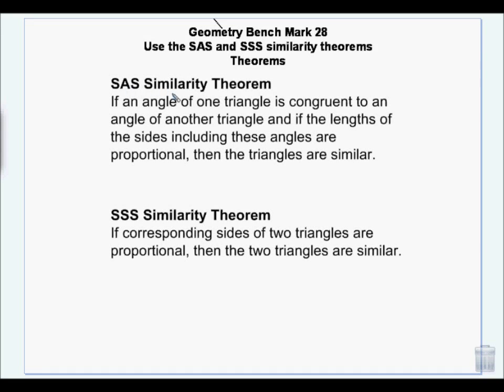So side angle side similarity. We had side angle side congruence. We also have side angle side similarity. So if you have an angle of one triangle that's congruent to the angle of another, and the lengths of the sides are proportional, not congruent, but proportional. So two triangles.